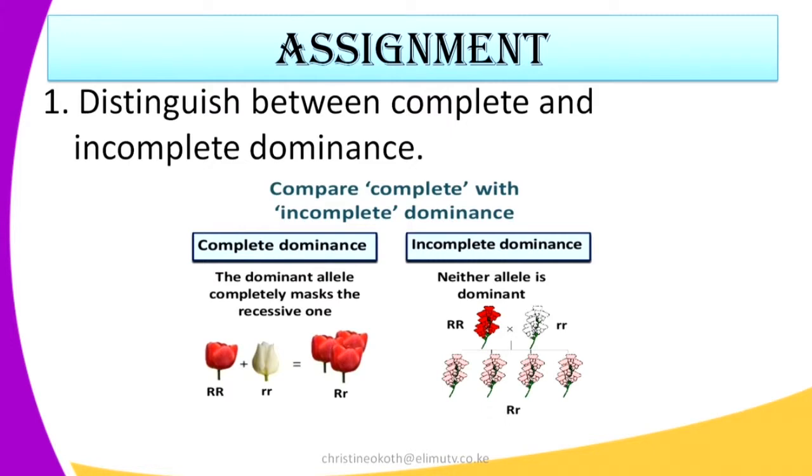If you have the red flower and the white flower, in the offsprings, none of them has the red or the white flower. The products are all the same. They are both pink. So it means none of the alleles has been dominantly seen in the offsprings.